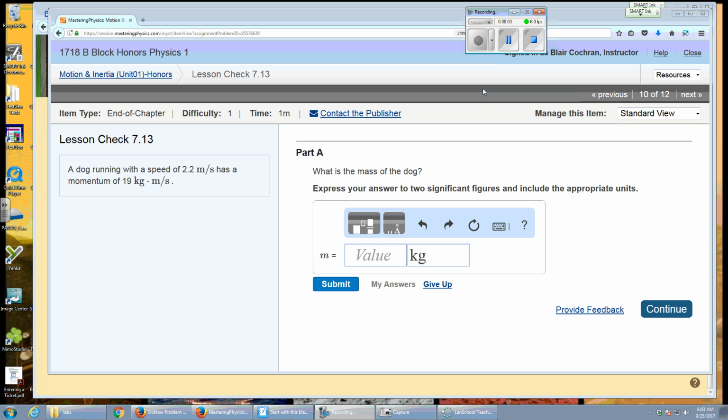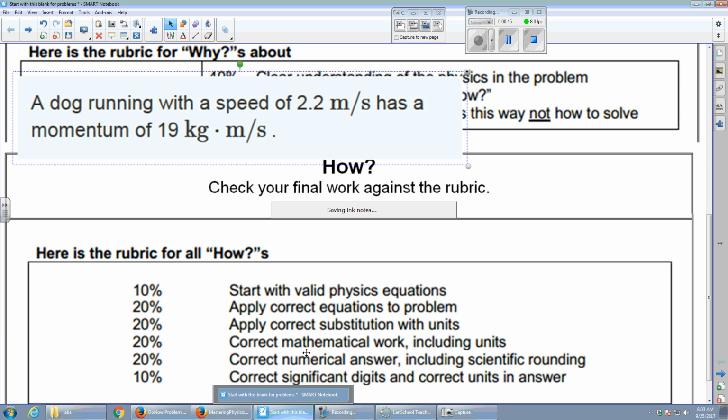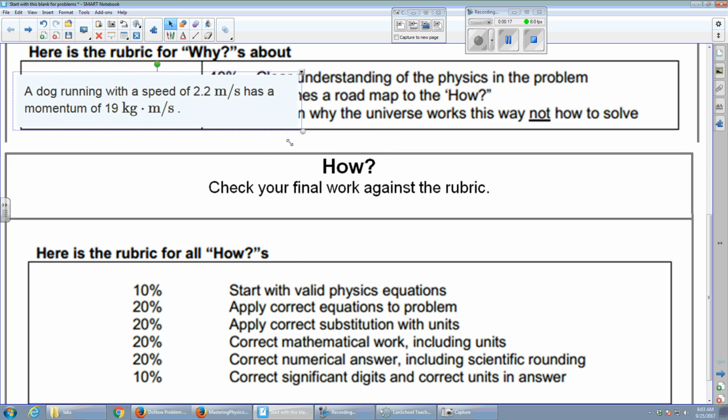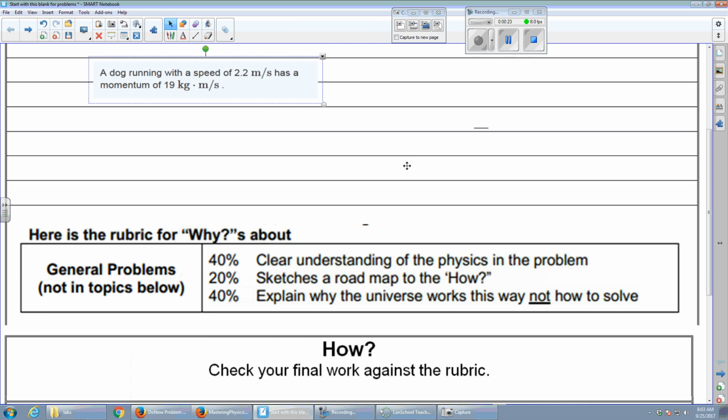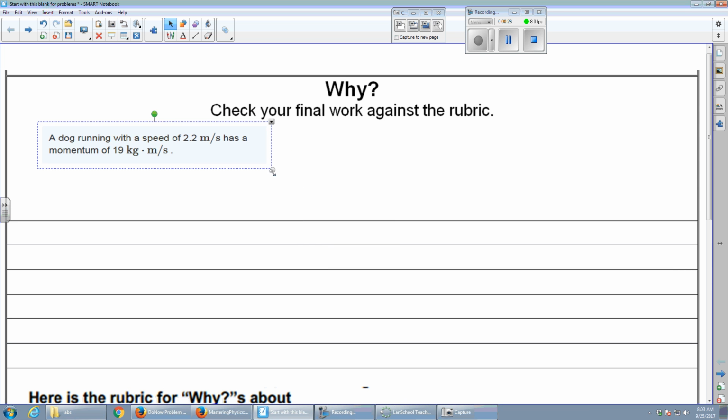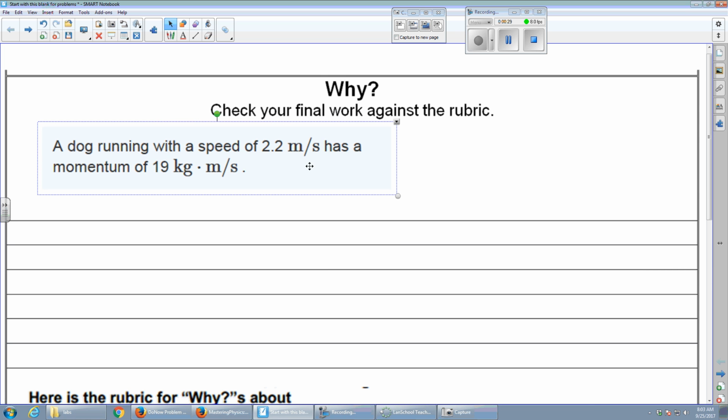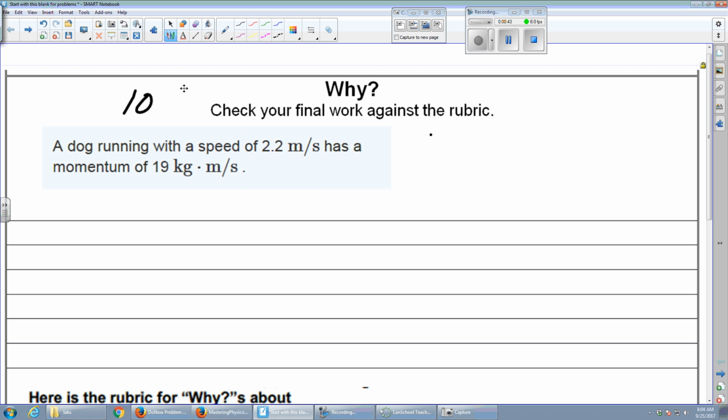All right, so we're going to start here with number 10, and I'm going to capture the question just so that I have it easily. All right, and so this is number 10 on this first problem set.